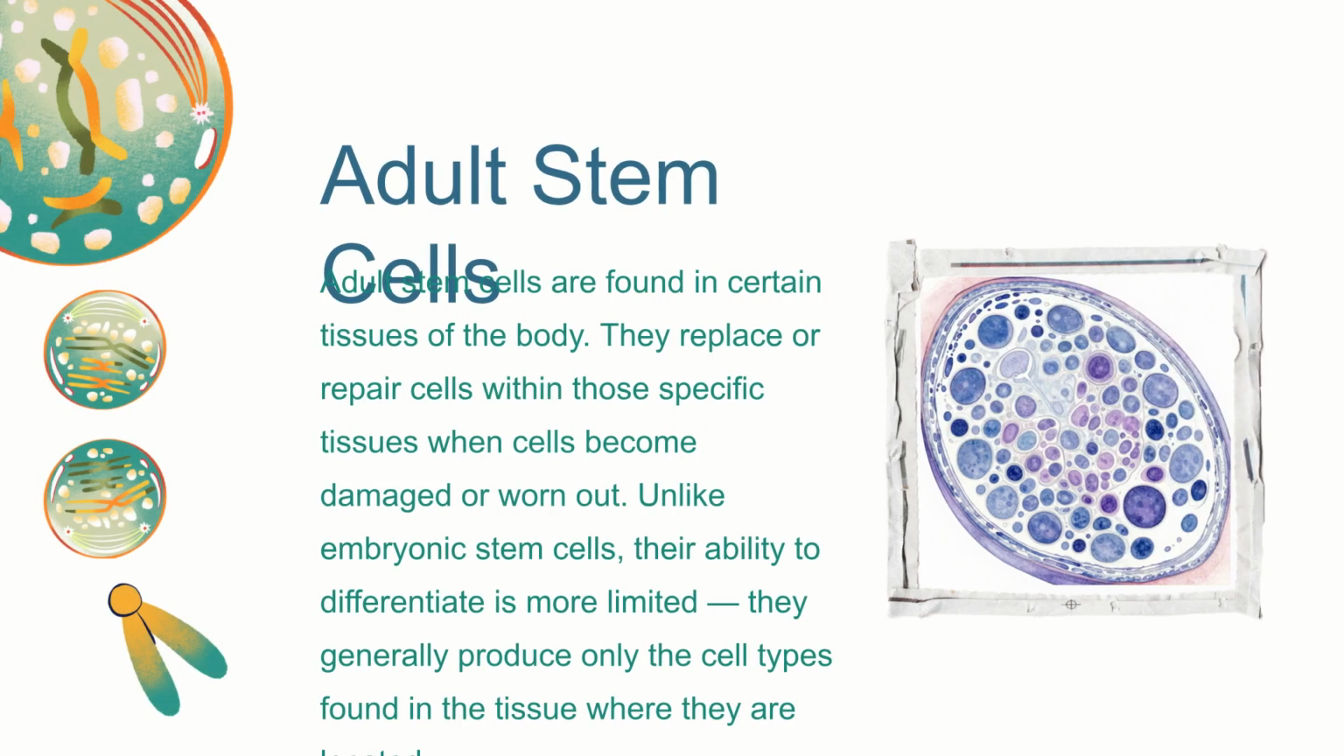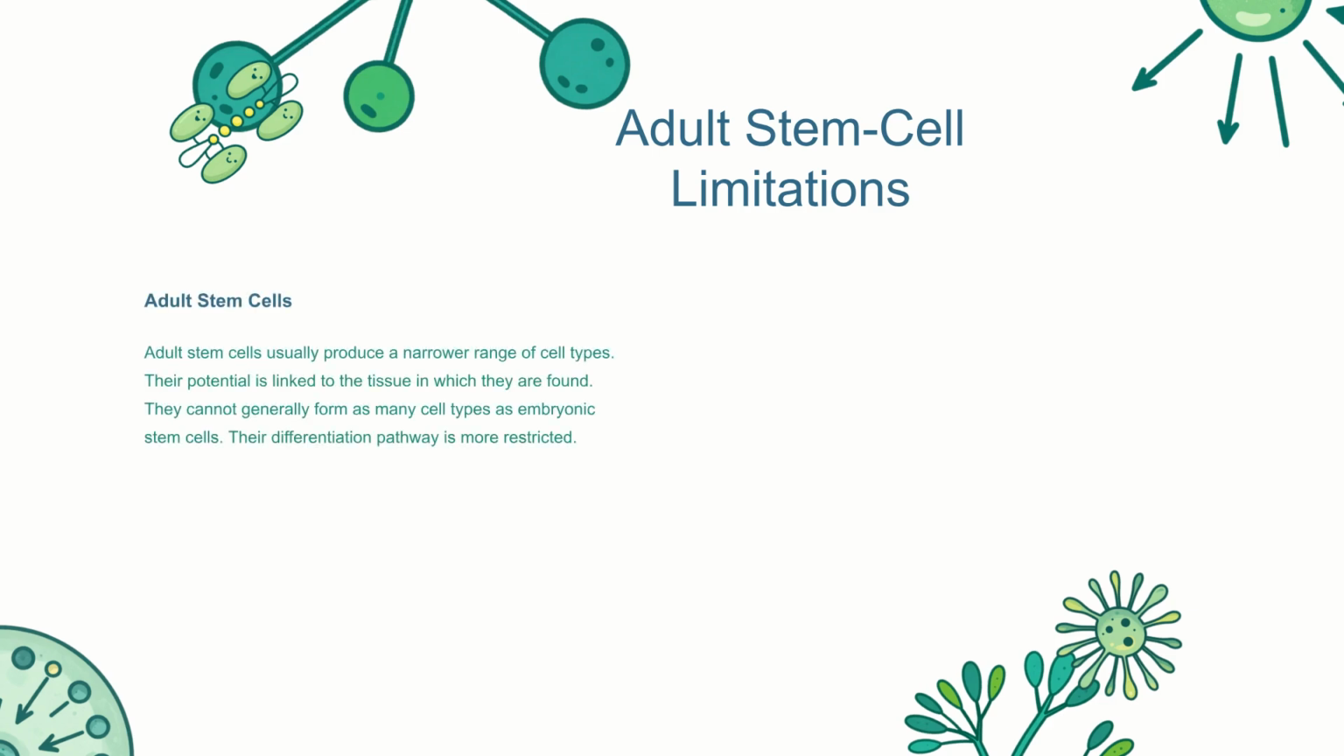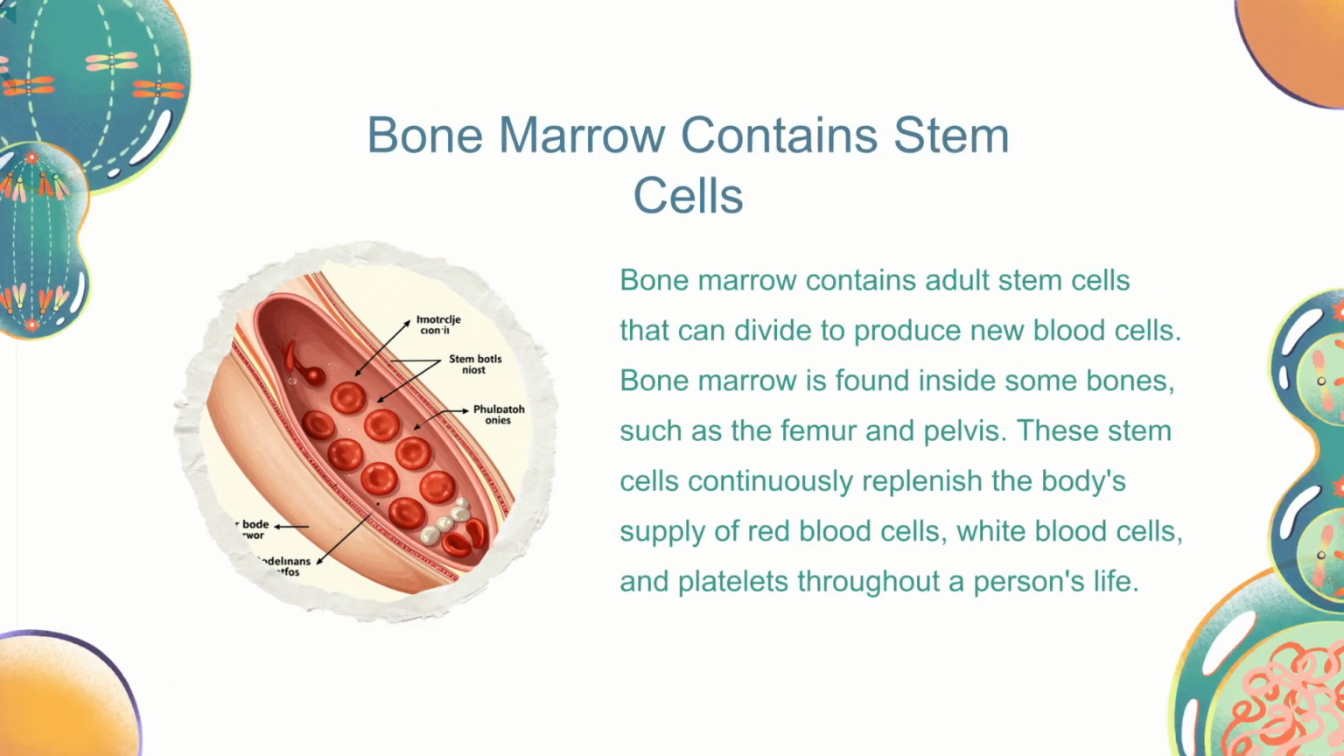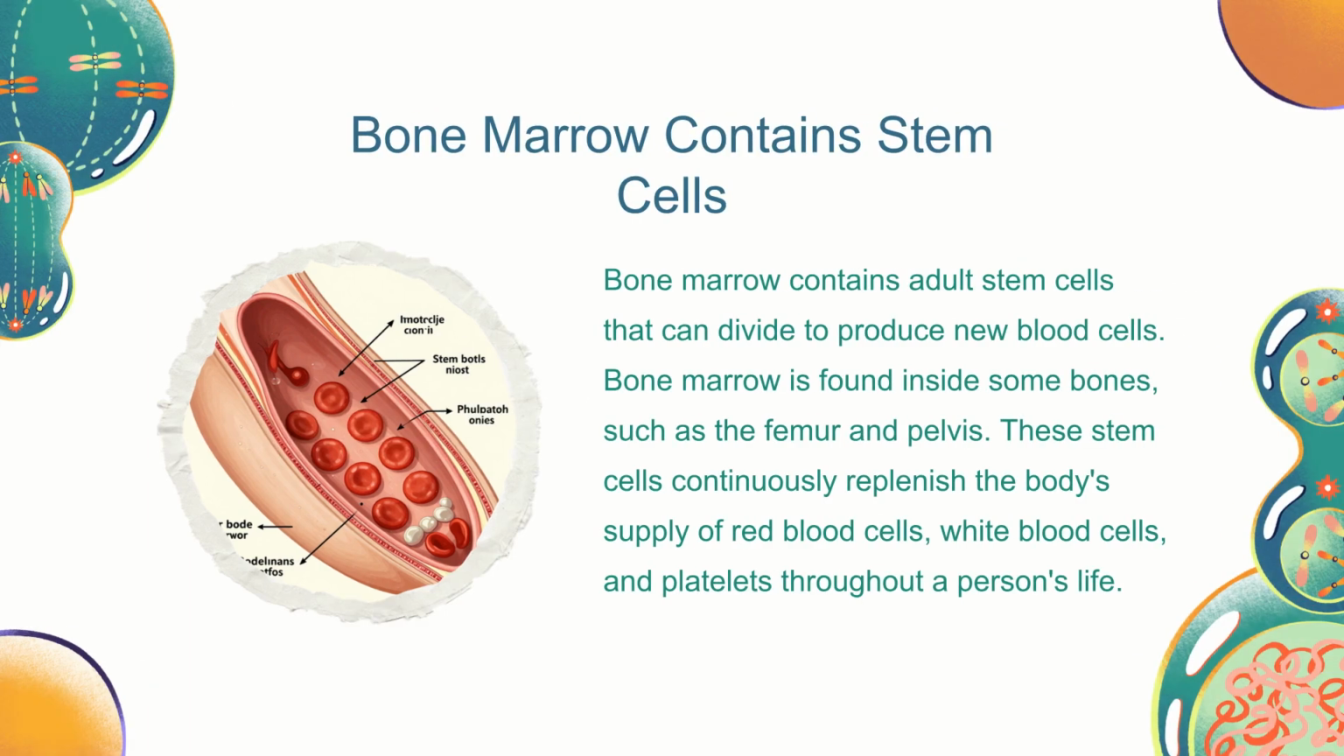Their role is to replace or repair damaged cells within that specific tissue, which is why their potential is more restricted. Moving on to adult stem cell limitations, adult stem cells are restricted compared to embryonic ones. They generally form a narrower range of cells, tied to the specific tissue where they reside, whereas embryonic stem cells have much broader potential.